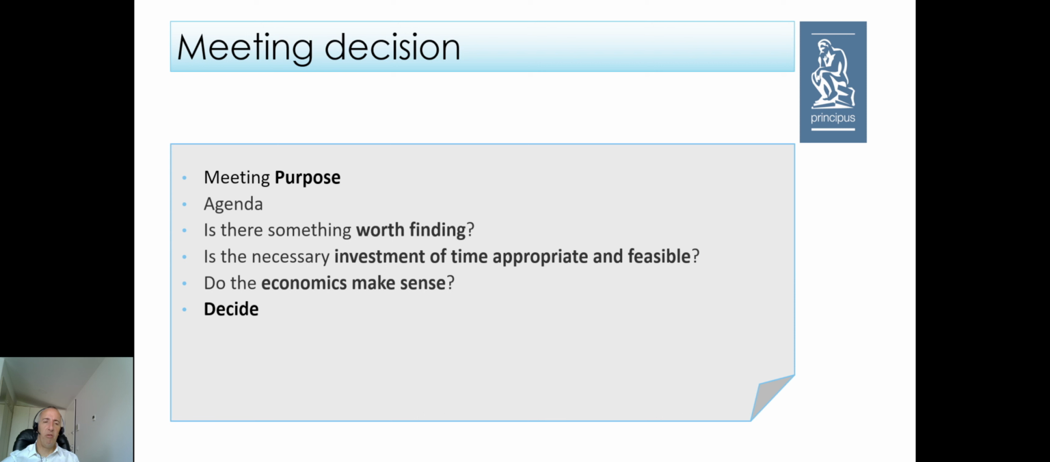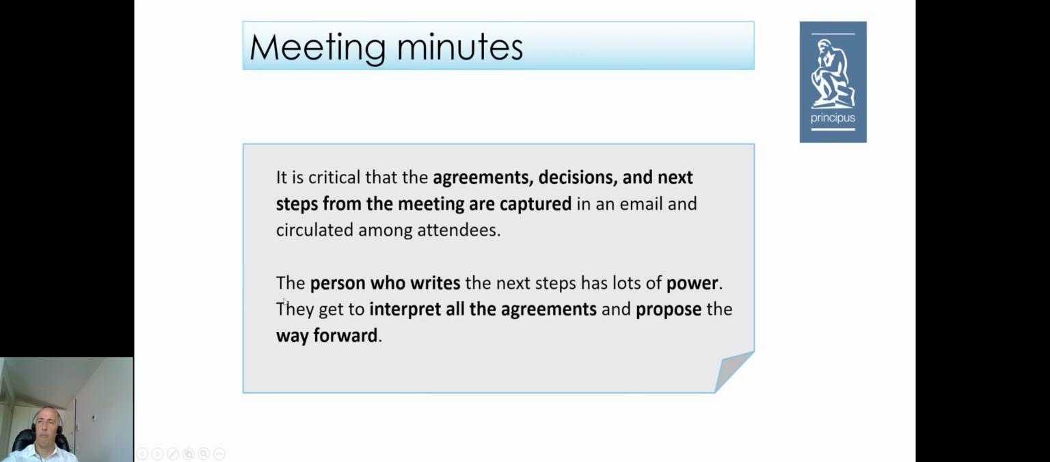In times of hybrid selling, economics change a little, and channels of communication do increase. So be wise in choosing the proper way of spending yours and your customer time. But if you decide to go forward with the meeting, make sure you do your homework after the meeting and write down meaningful meeting minutes. It is critical that the agreements, decisions, and next steps from a meeting are captured in an email and circulated among entities. The person who writes the next steps has a lot of power. They get to interpret all the agreements and propose the way forward.